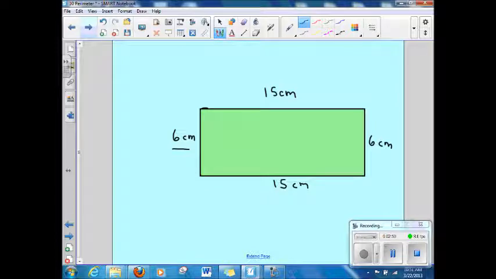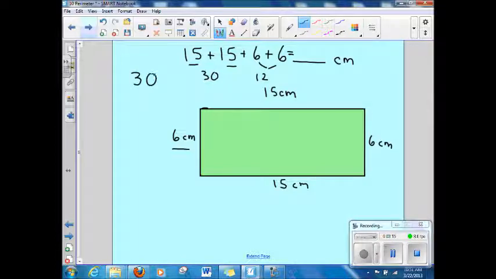To find the perimeter of a figure, you add all the outside measurements. 15 plus 15 plus 6 plus 6 equals, and my answer is labeled centimeters still, since we're measuring with that. I know that 15 and 15 is 30. And I know that 6 and 6 is 12. Maybe I need to use an algorithm that lines them up and down with my 1s and my 10s. 0 and 2 is 2. 3 and 1 is 4. 42 centimeters. The perimeter of this rectangle is 42 centimeters.